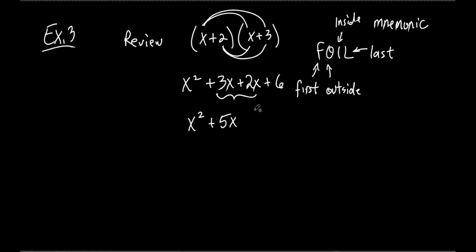Is it 5x squared? Do we add the exponents? You only add the exponents when you're multiplying the bases together. You're not multiplying the bases together, you're just adding them. Plus 6. So that would be your answer for a simple little binomial times binomial multiplication.